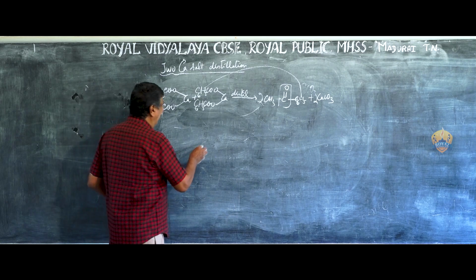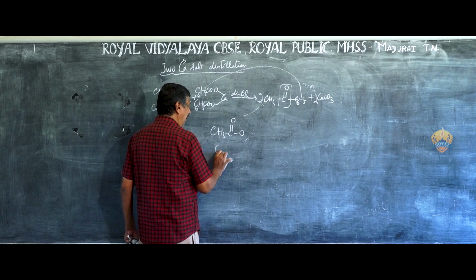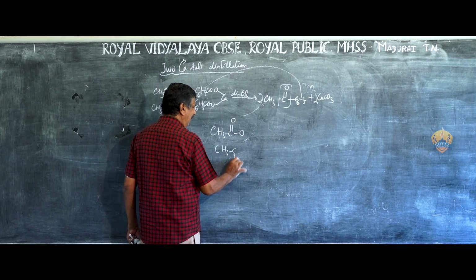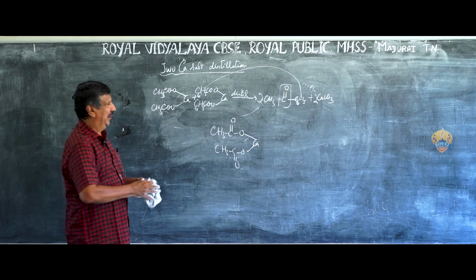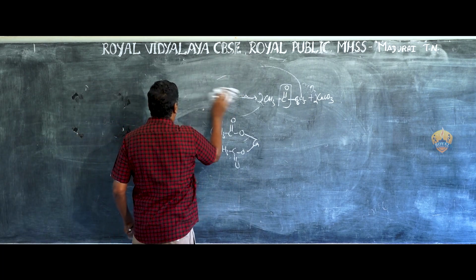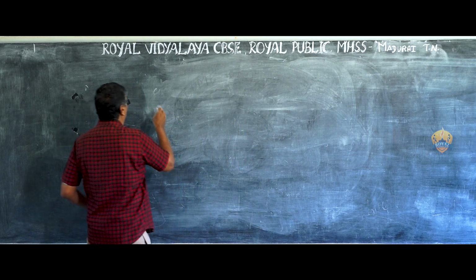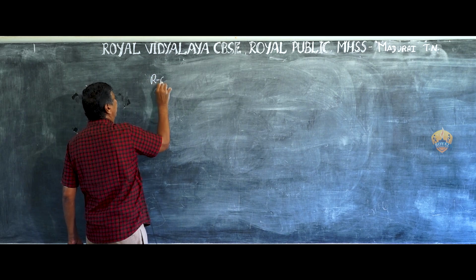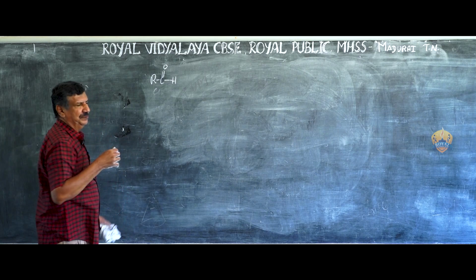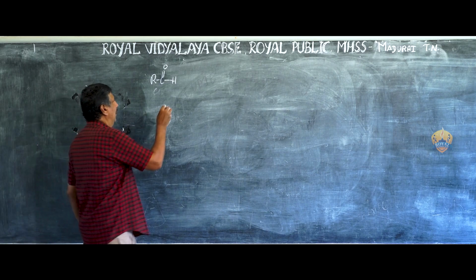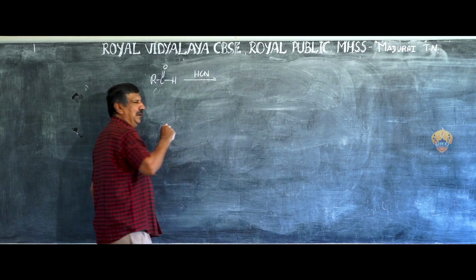Don't go for this kind of double bond and all. Not at all necessary. Why? This is all waste. Learning like this. Okay. Calcium salt is over. Next one, we are going to see with hydrogen cyanide. We are going to see with HCN. Okay. You see, when you treat with HCN, what will happen?